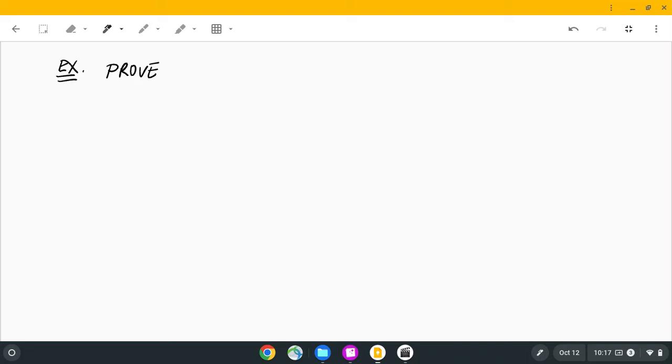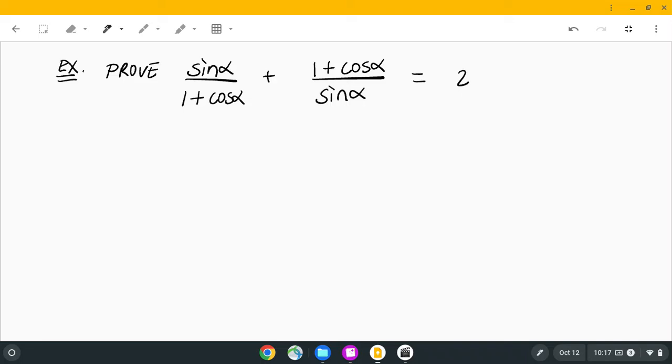All right, so sine alpha over 1 plus cosine alpha plus 1 plus cosine alpha over sine alpha. And I think this section really requires students to be strong in all of their math skills.